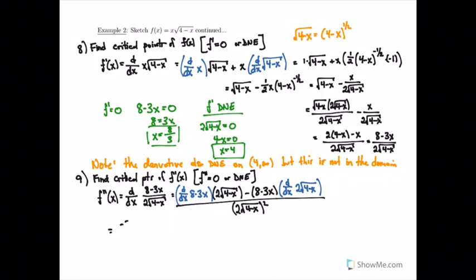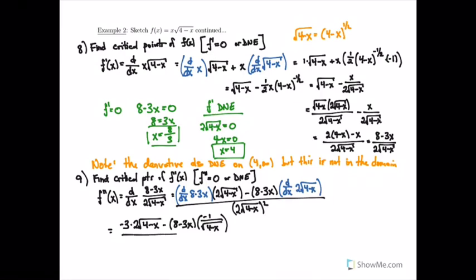Anyways, we have the derivative of 8 minus 3x is negative 3, times 2 square root of 4 minus x, minus (8 minus 3x) times the derivative of 2 times square root of 4 minus x, which is going to be negative 1 over square root of 4 minus x. Using the chain rule, the 2's are going to cancel out with the 1/2 power, all over 4 times (4 minus x).